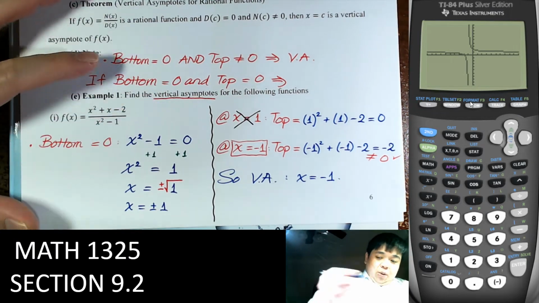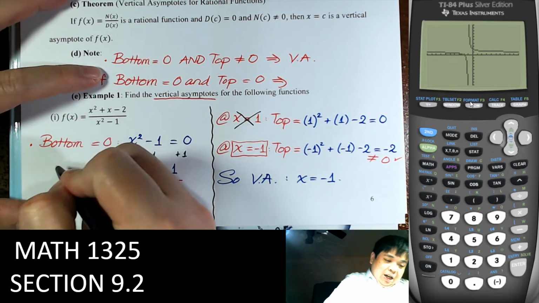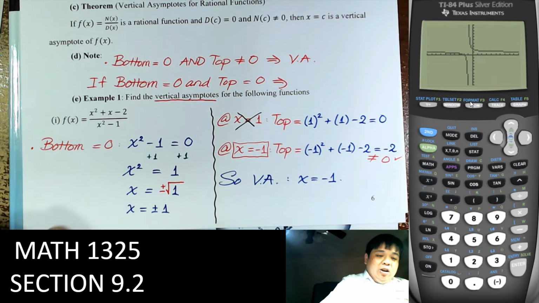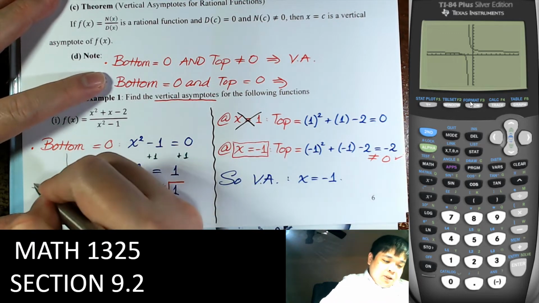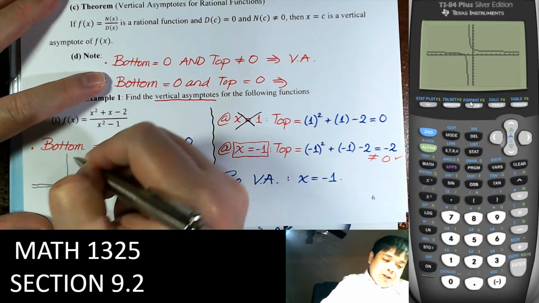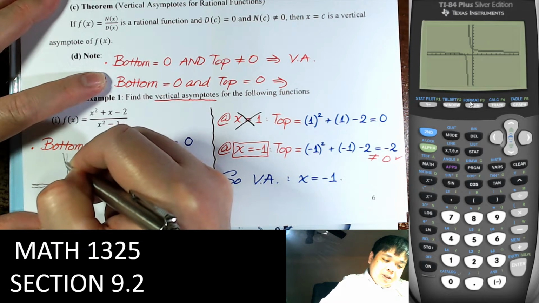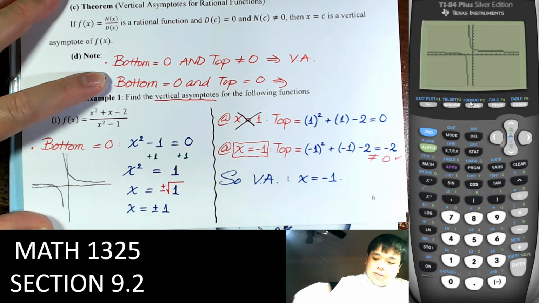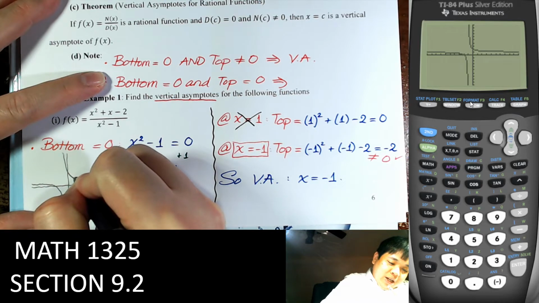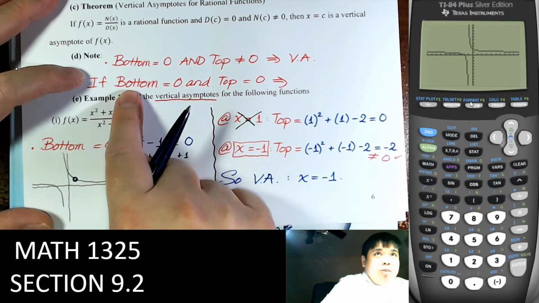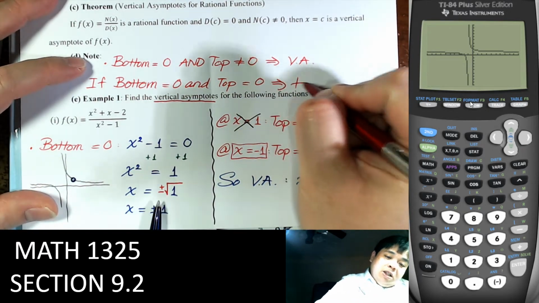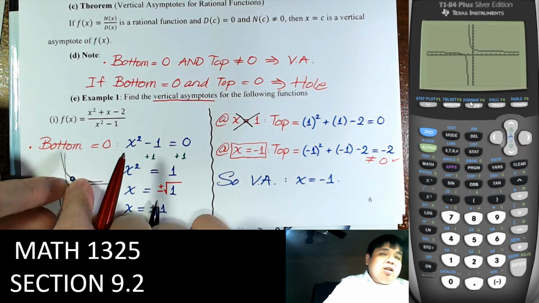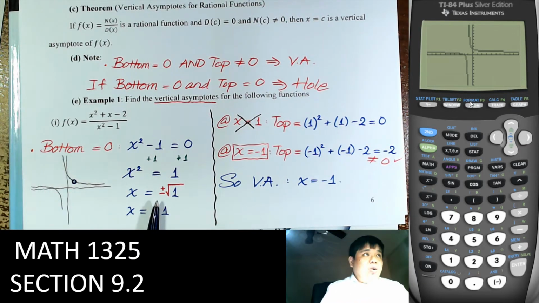And we said when x equal to 1, I'm just going to sketch a graph real quick here. So we have the graph. And when x equal to 1, there is a hole because it's undefined. So if the bottom equal to 0 and the top equal to 0, it is not a vertical asymptote, but it is a hole. It is missing a point on the graph.